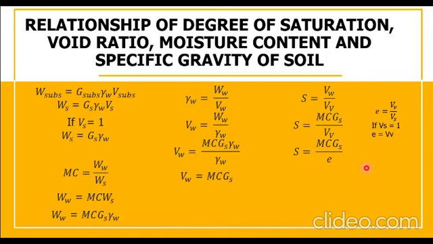And therefore, we get the relationship of degree of saturation, void ratio, moisture content, and specific gravity of soil as Se is equal to Gs MC, or sometimes it can be written as Se equals GMC. So this formula is very needed in soil mechanics, this relationship.